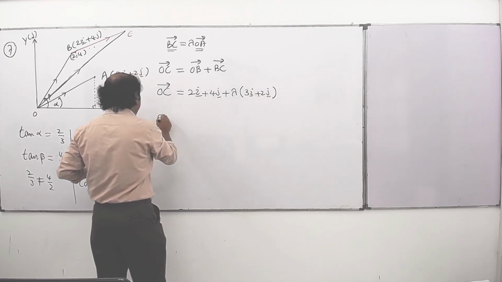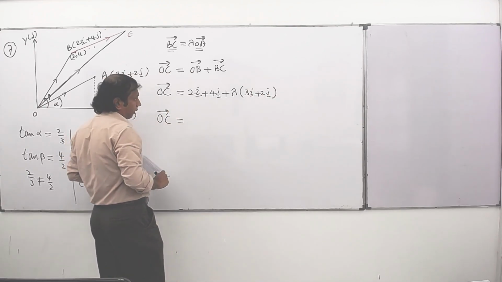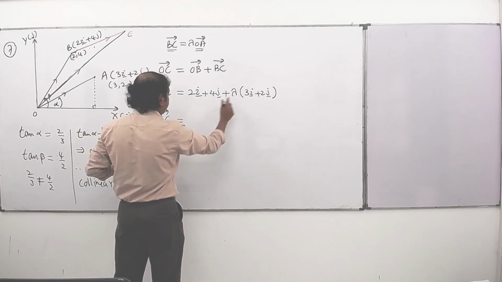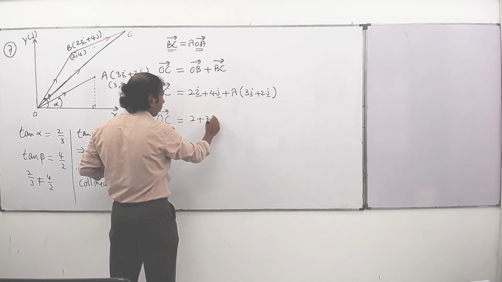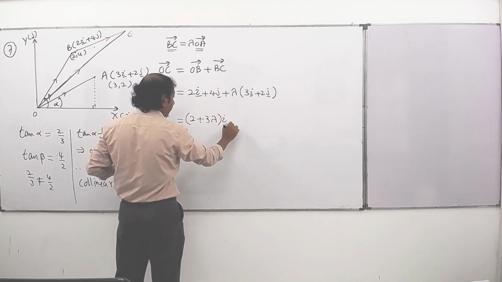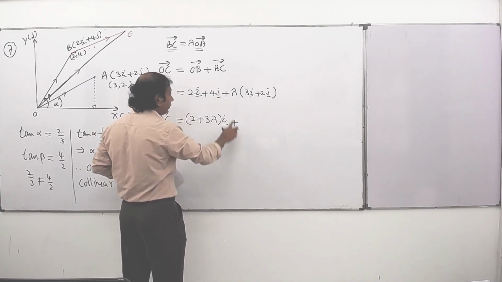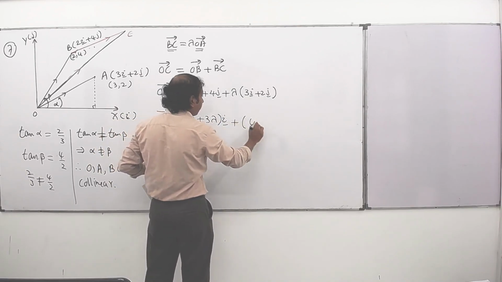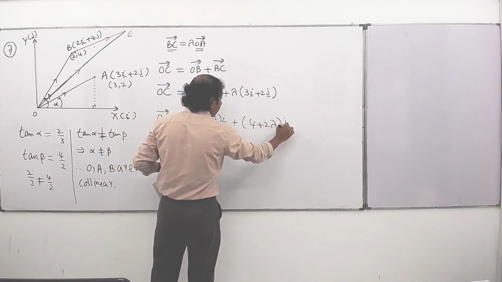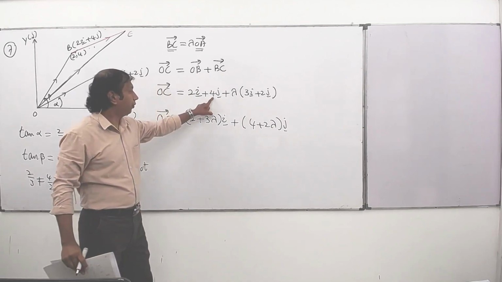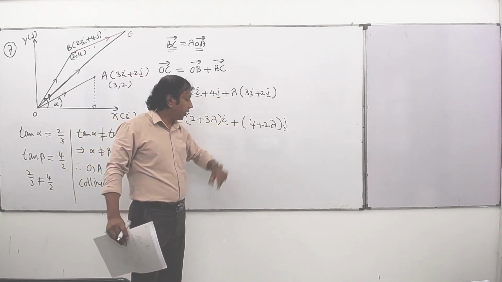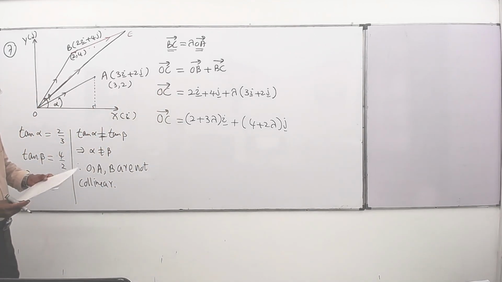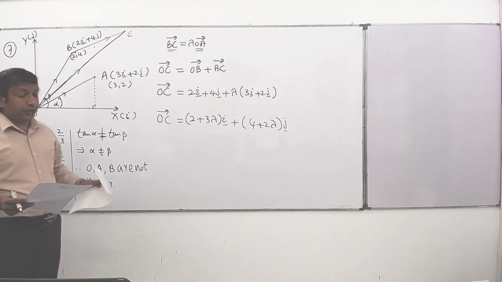Right. Now we'll write the i vectors together. Here 2 plus 3 lambda i. And here 4 plus 2 lambda j, like this. Right, next one asking.